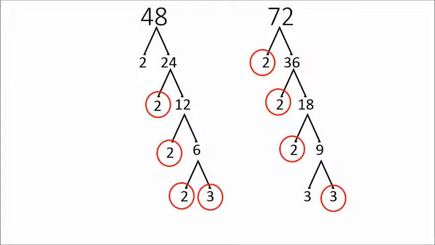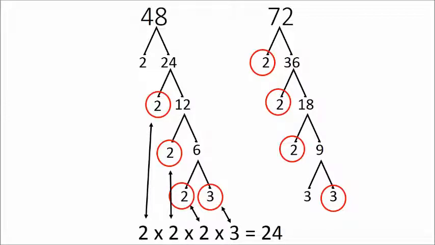We circled them. 48 has an extra 2 and 72 has an extra 3. We don't need those, just what they have in common. See, there's the ones we circled. So 2 times 2 times 2 times 3, trust my math, is 24. They have a 24 in common between both of them. So the greatest common factor of 48 and 72 is 24.